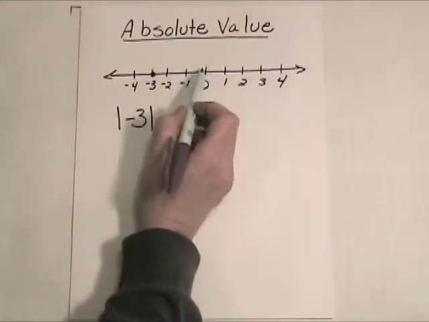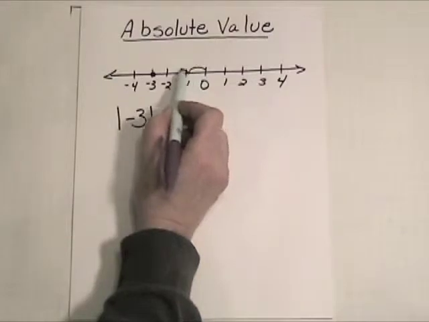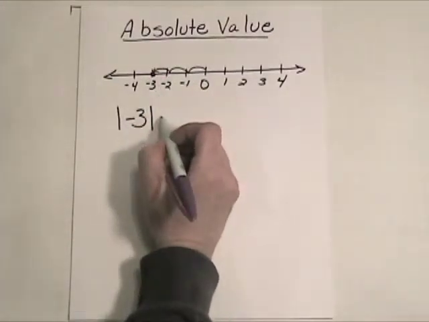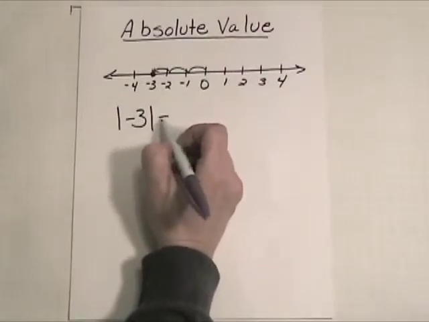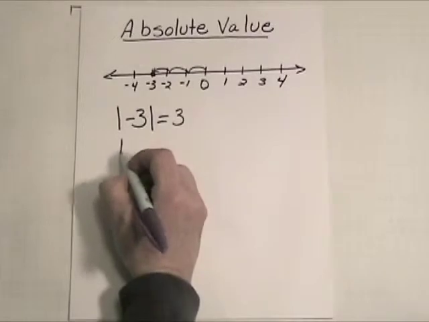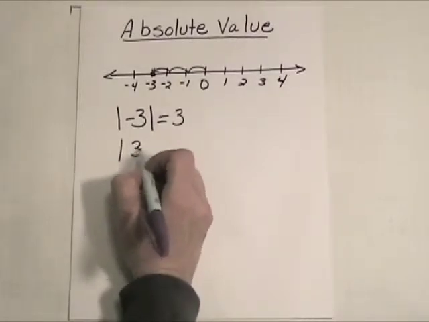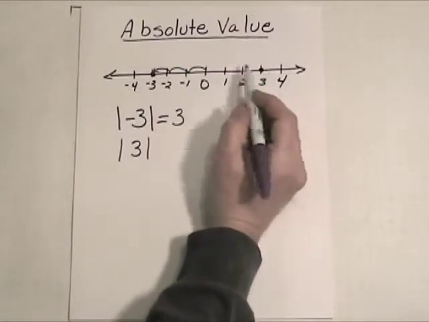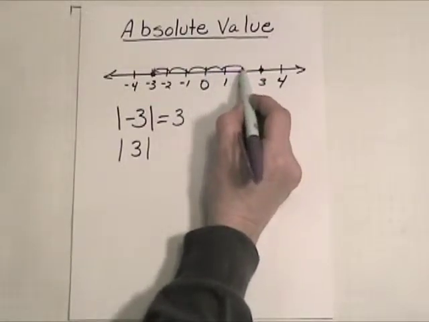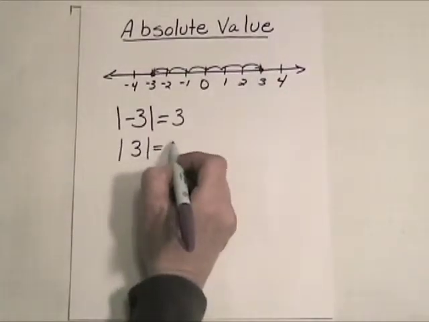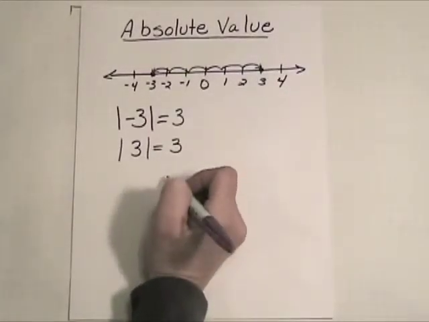Well, as we know, distance is always positive. So we're just counting jumps here. That's 3 jumps away from 0. It doesn't matter that it's to the left. So its absolute value is 3. Now, the absolute value of +3, well, +3 is right here, to the right of 0, and it is also 3 jumps away from 0. So it has the same absolute value.